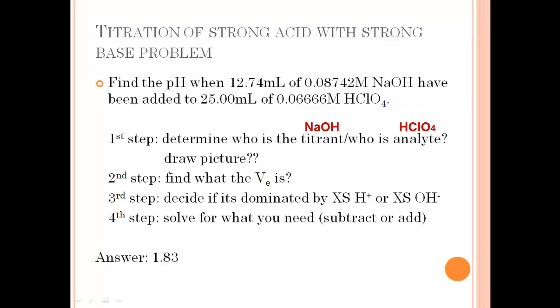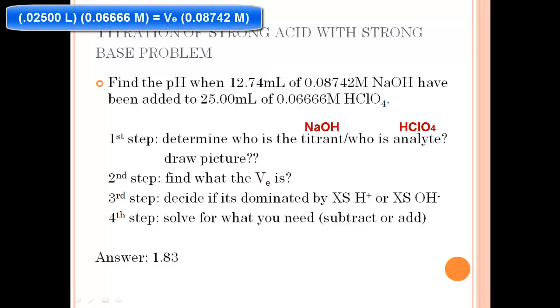The second step, find what the equivalence point is. That way you would know whether the number they give me is before or after the equivalence point. So the equivalence point would be 25 mL times the molarity of the acid. That should give you 0.0016665 moles. Then you divide it by the molarity of your base. You do that, and that gives you 19.06 milliliters. So at 19.06 milliliters of base added, that's the equivalence point.